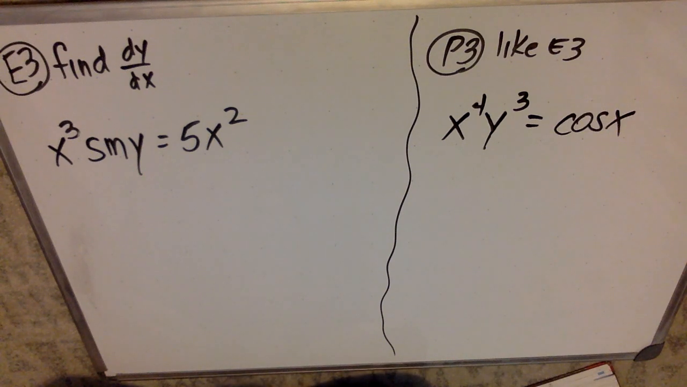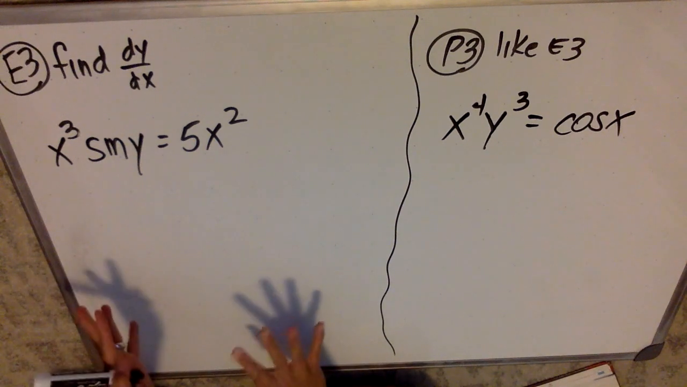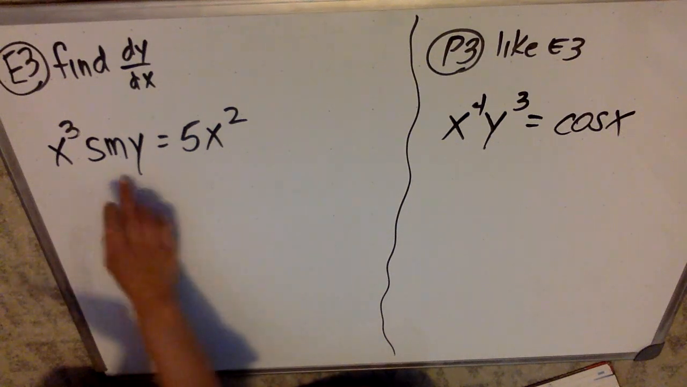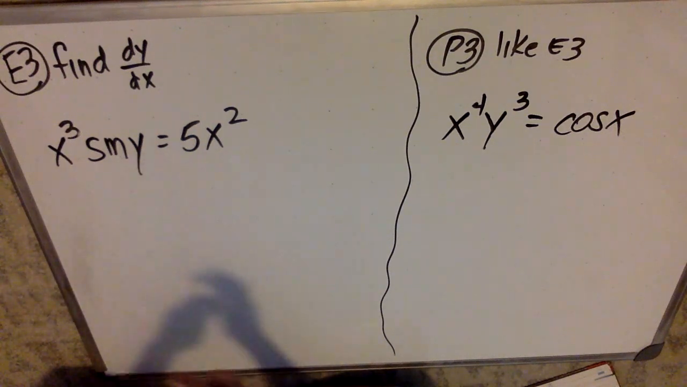Okay, so in E3 we're asked to find dy dx, right? Same thing we've been asked to do. And again, you use this when you either shouldn't or can't solve for y, but most of the time you can tell that it's not worth solving for y because the y's are all mixed in inside other functions and it's not pretty. So we have x cubed sine y, that's a product, right? x cubed times the sine of y equals 5x squared.